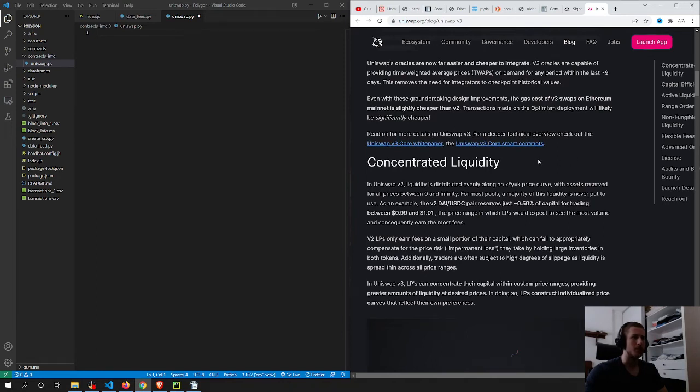For the deeper technical details, check out the white paper and the smart contracts.